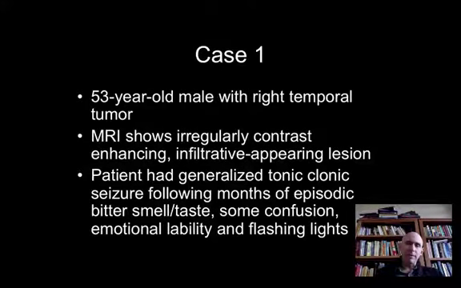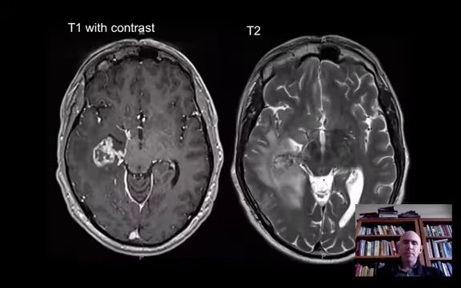So this gentleman was a 53-year-old with a right temporal tumor, had an MRI showing an irregular, contrast-enhancing, infiltrative appearing lesion. He had a generalized tonic-clonic seizure following months of episodic bitter smell and taste and some confusion with emotional lability and flashing lights. These are all cues that say that perhaps there's some seizure activity going on.